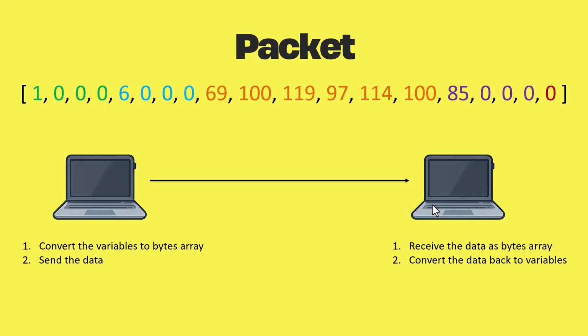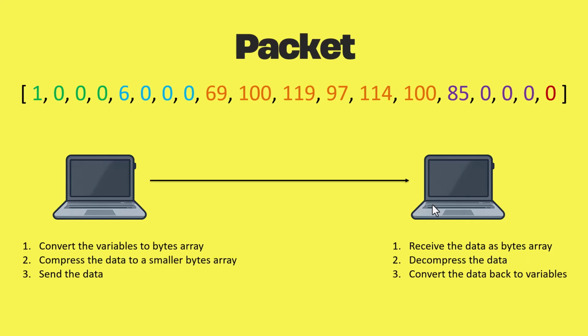It is simple. We can even introduce another step, which is compression. Sometimes we can compress the byte array before we send it. So when we compress it, it's going to be a lot smaller and it will be moved over the network a lot faster. So it would be smart to compress the large data, and then when we receive it on the other side, first we decompress it, then we convert it to the original variables.